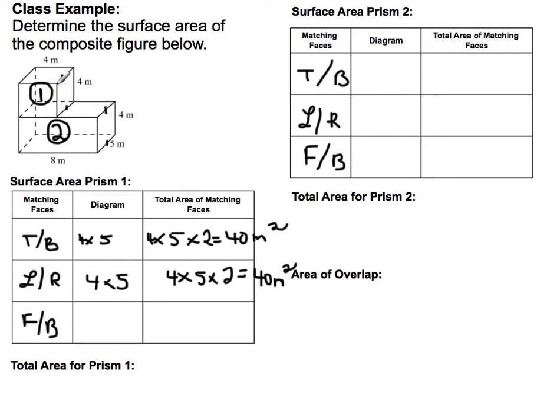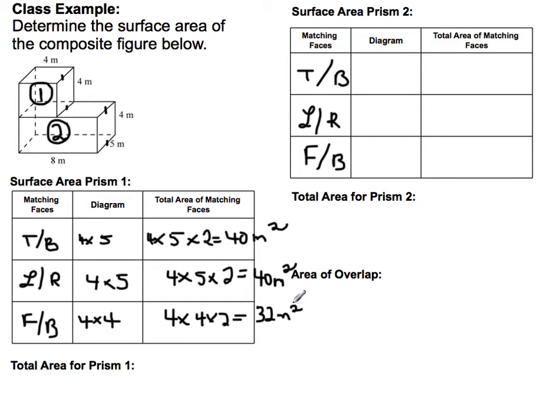Now I have a front and a back. So I'm going to take a look. Here this is 4 meters because it's the same as this. And this is 4 meters because it's the same as this. They're congruent. So if I was to draw what the face would look like, it would be a rectangle that has dimensions 4 by 4. So let's go 4 by 4 times 2. And I'm going to get 16 times 2, which is 32 meters squared.